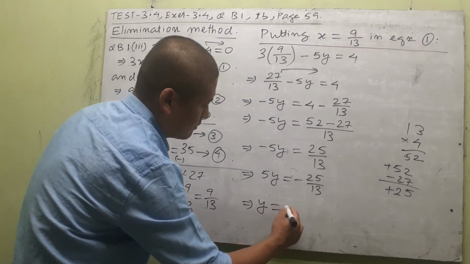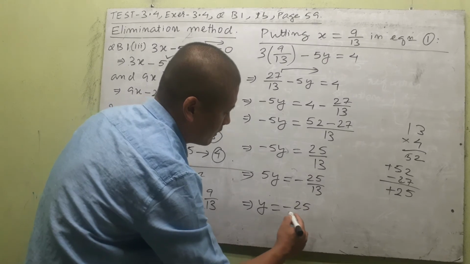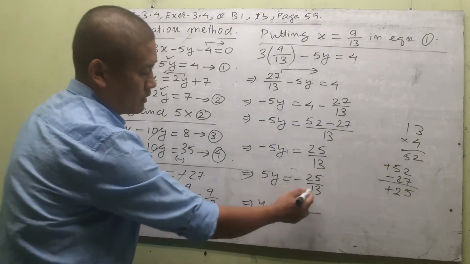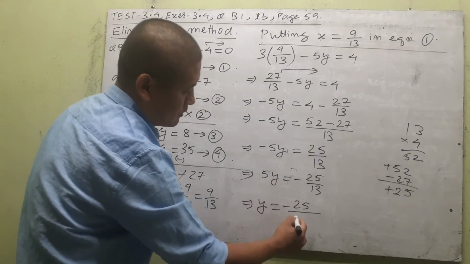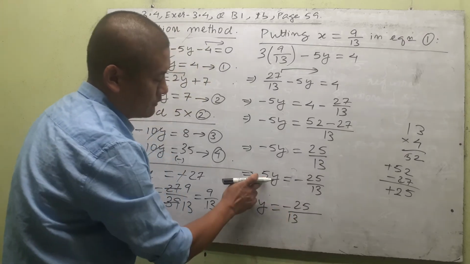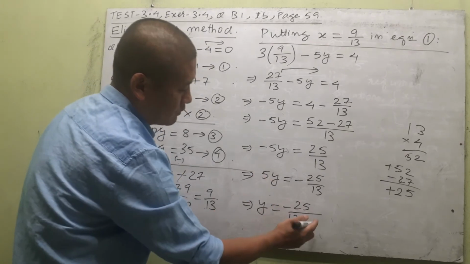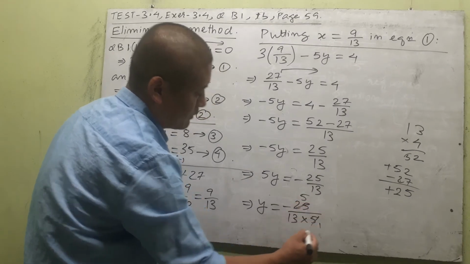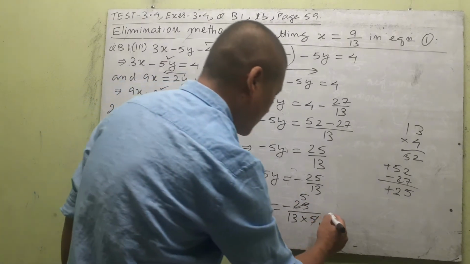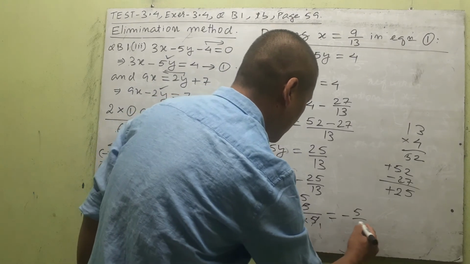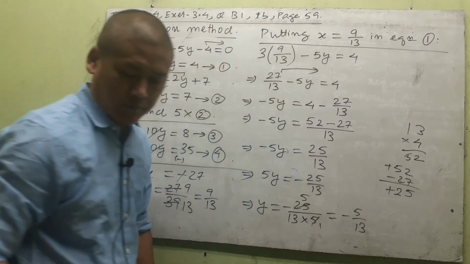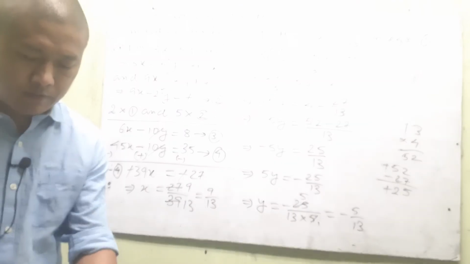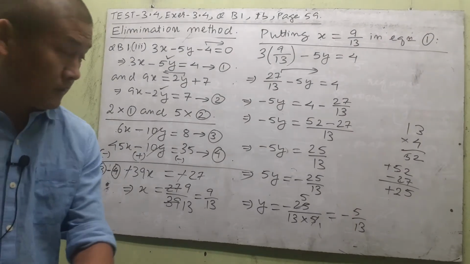Then minus 25 by 13, you can write it here, and if you shift this 5 down to the denominator, 5 5s are 25, 5 1s are 5. So we're going to get y equal to minus 5 by 13. I hope it's the same answer. Yes, minus 5 by 13.